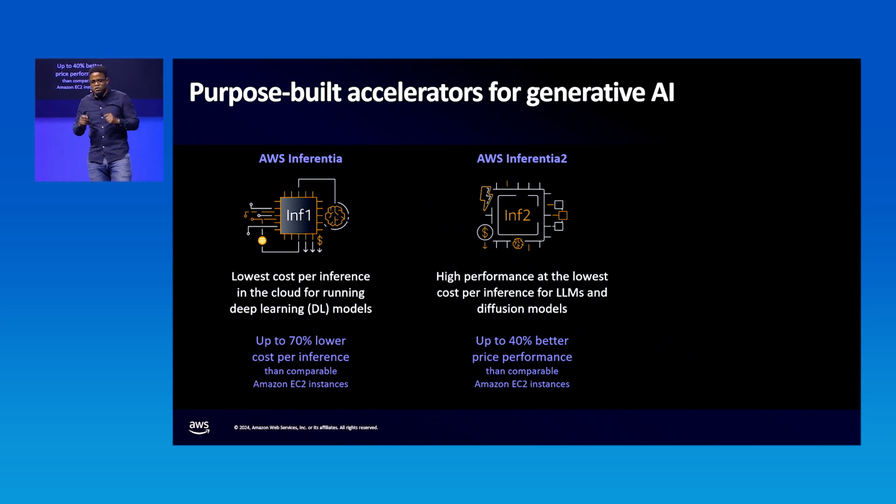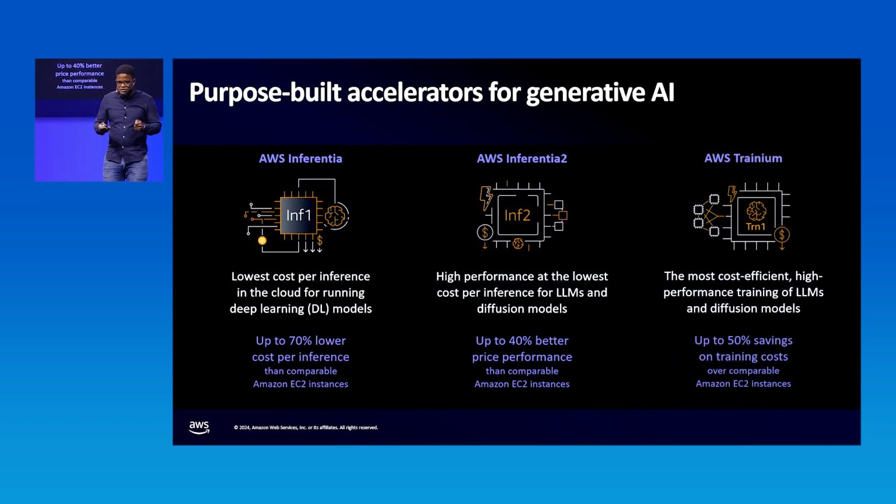To enable you to fine-tune and train your large language models and diffusion models, we offer the AWS Trainium, which is our training accelerator. And this is the most cost-efficient and high-performance training accelerator that can enable you to achieve up to 50% cost savings versus comparable EC2 instances.